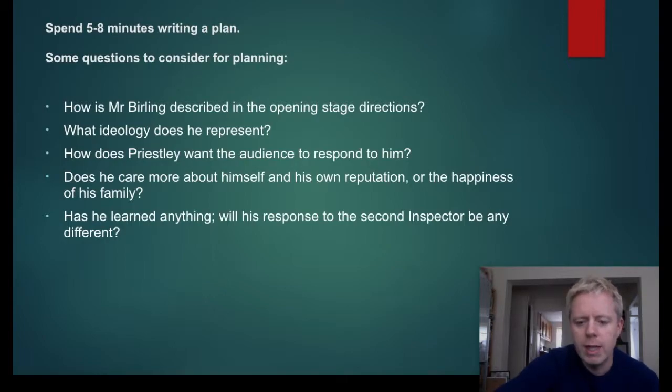So if you look at the evolution of each character in the play from start to end, well, we can look at Sheila and see that she's undergone a great transformation. Eric to a lesser extent. Arthur Birling, is he any different at the end to the beginning? Well, certainly not as big a change. Is he going to respond to the second inspector in the same way as the first? Well, we don't know for sure, but we can maybe hazard a guess that not a lot has changed.